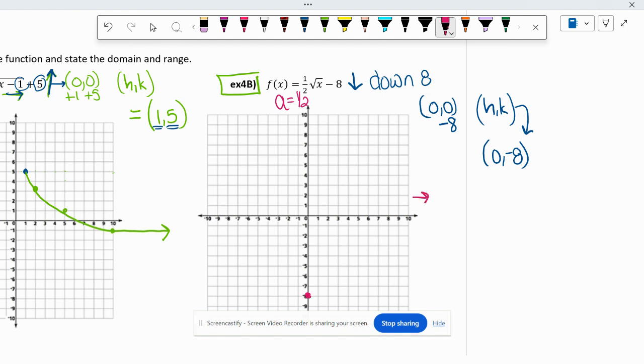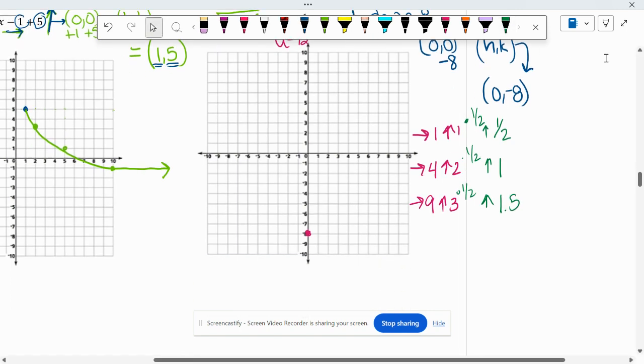If I move 1 unit to the right of the origin, I go up 1. If I move 4 units to the right, the square root of 4 is 2. If I move 9 units to the right, the square root of 9 is 3. But each one of these values has to get multiplied by A, which is 1/2. So instead of going up 1, I'm only going to go up 1/2. Instead of going up 2, I'm going to go up 1. And instead of going up 3, I'm going to go up 1.5.